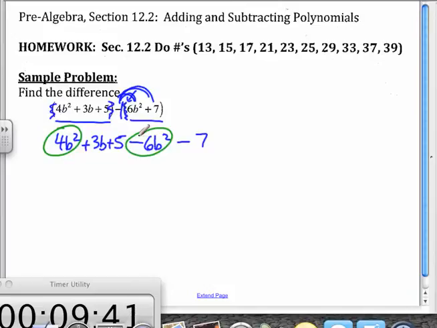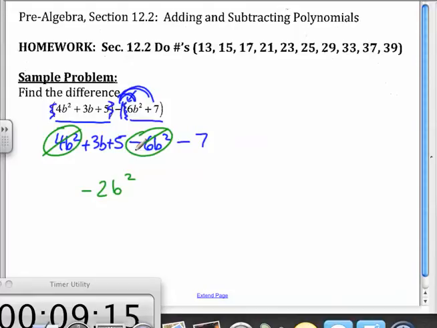Imagine if I had, I don't know, $4 and minus $6. That would give me minus $2. If I had 4 cars and minus 6 cars, that would give me minus 2 cars. Here I have 4b squareds and negative 6b squareds. So I'm going to get negative 2b squareds. Excellent job. And I usually circle them and mark them off because now I don't have to think about them anymore.